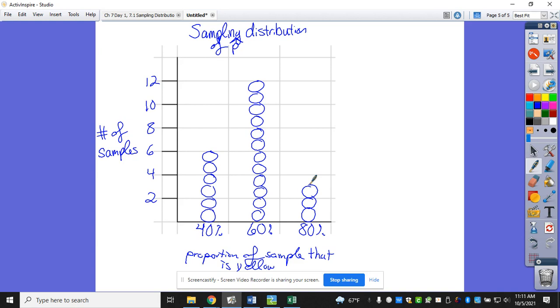So I just spent a lot of time working out the pieces of this because this is a major concept that gets mixed up. What do each of those dots represent? A sample. In this particular case, it represents a what of that sample? Proportion. Later we can deal with the mean of a sample.